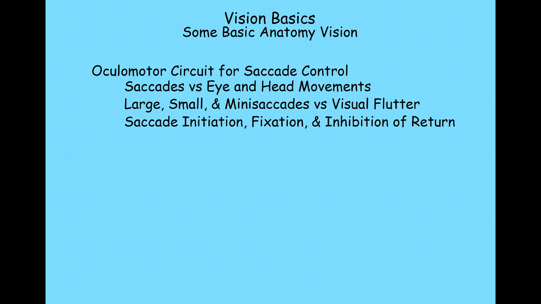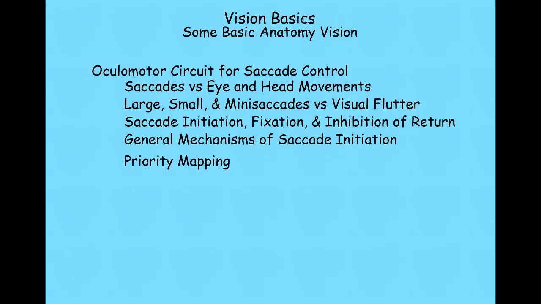The process of saccading includes saccade initiation, fixation in the saccaded area, and then an inhibition of return to a previous location. We'll want to figure out what the general mechanisms are for saccade initiation. How does the brain control those saccades, move the eyes around as it does? And finally, how does it figure out what it wants to saccade to? How does it decide the important parts of the visual field?